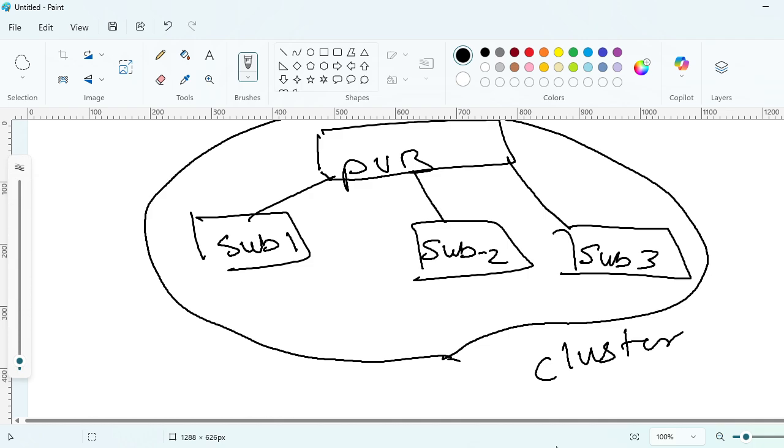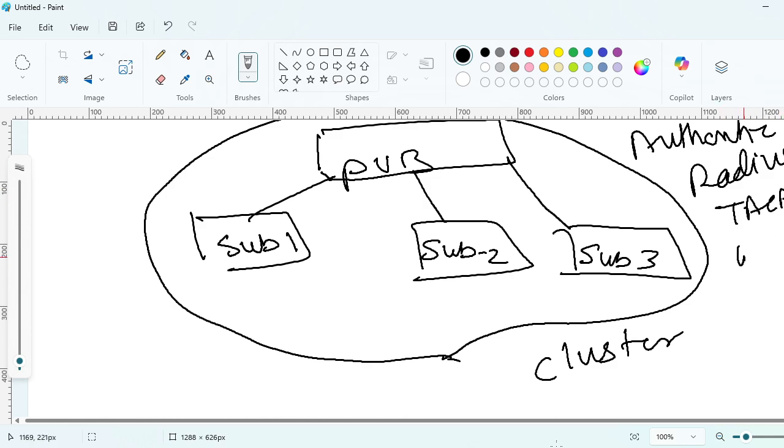Okay, the subscriber only handles the authentication request, like RADIUS or TACACS or web auth. Any type of authentication request is handled only by the subscriber.